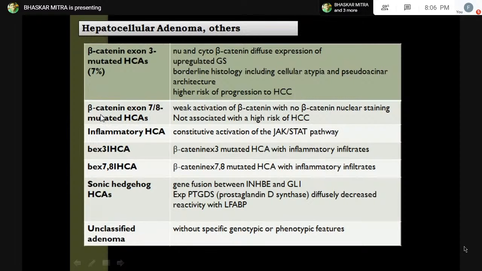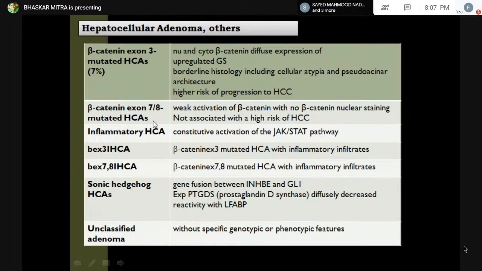Now, the beta-catenin exon 7/8 mutation, as we saw in the previous one, shows weak activation of beta-catenin. They do not show nuclear staining with beta-catenin, and they usually do not have a high risk of transforming to hepatocellular carcinoma. With the mutation in exon 3, there is strong expression of beta-catenin on immunohistochemistry, and they have more chance of developing into hepatocellular carcinoma.